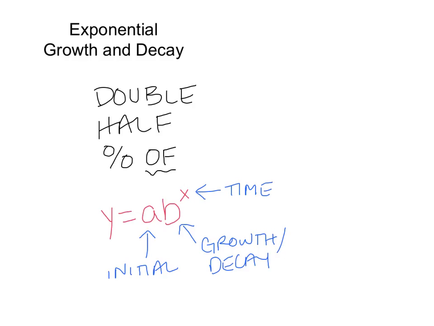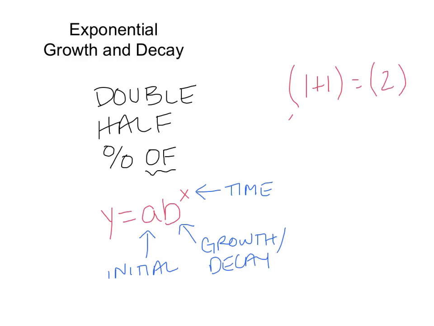Now for our growth or decay factor, we can think about this in terms of the percentage. We always start out with 100%. If you're doubling something, how much are you adding? You're adding another 100%. So we have 1 plus 1, and so inside our parentheses for the b, we would have 2. Something's doubling, that's why we use a 2.